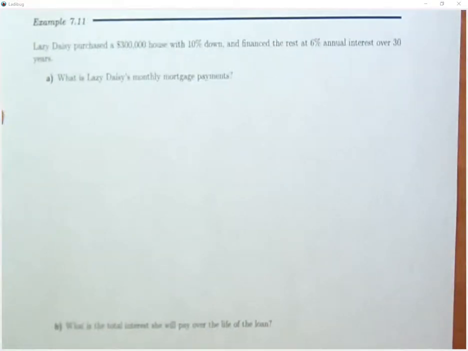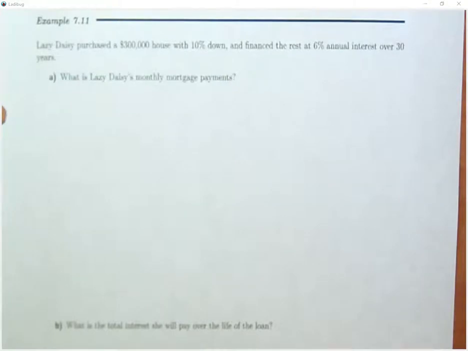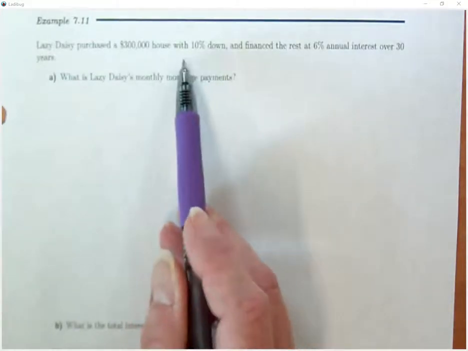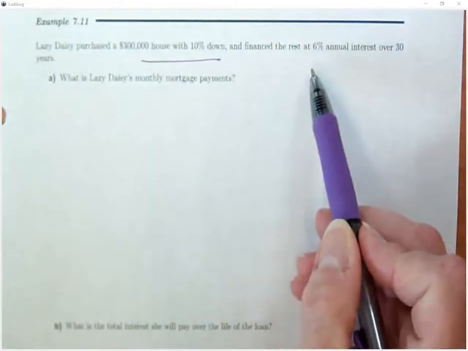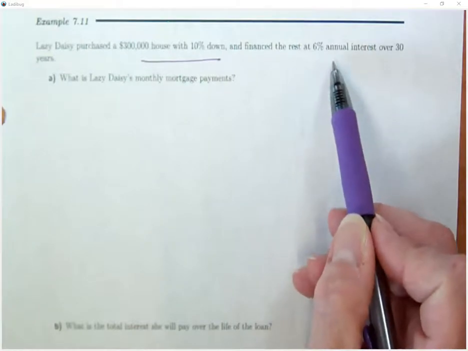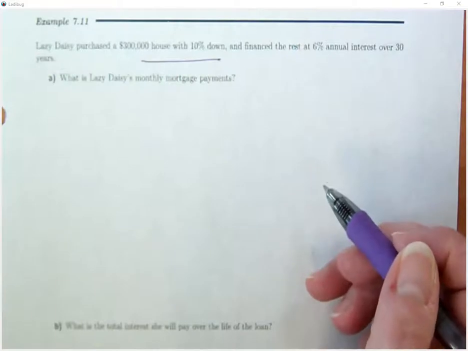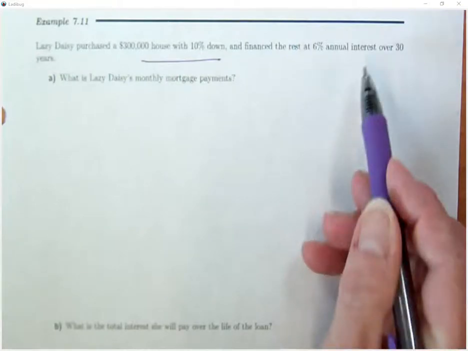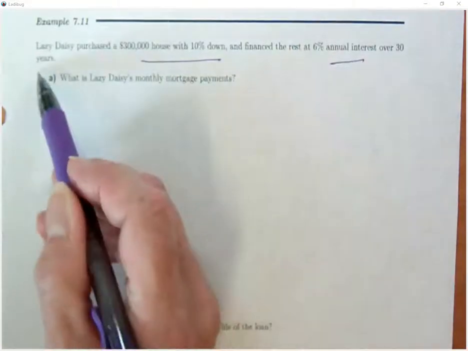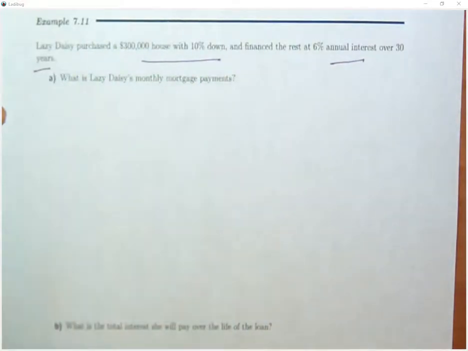This one here, Lazy Daisy purchased a $300,000 house with 10% down, so that's important because our loan is not going to be on the full thing. She financed the rest at 6% annual interest over 30 years. Okay, so it looks like here that it's just annual interest plus it says over 30 years. It doesn't say that she did anything monthly, which typically mortgages are.